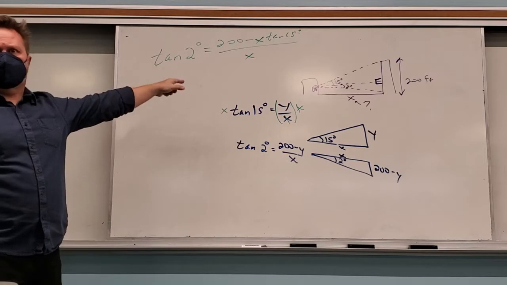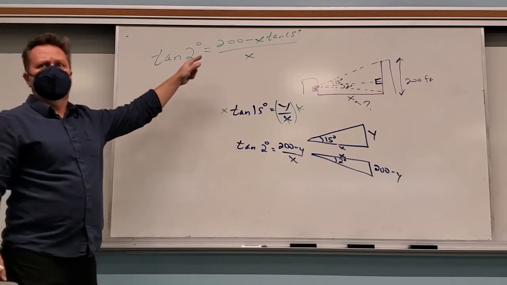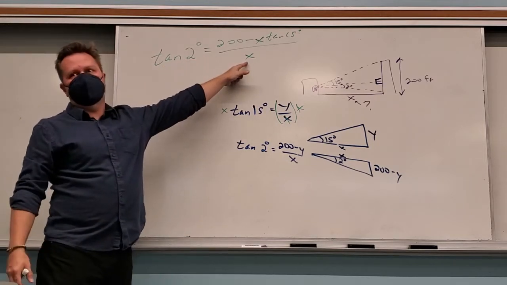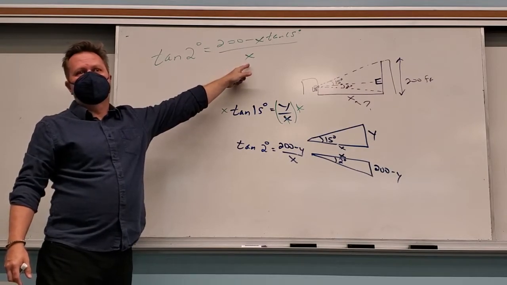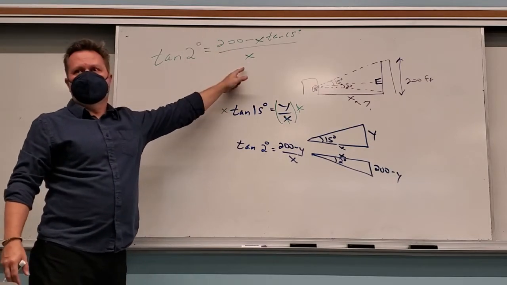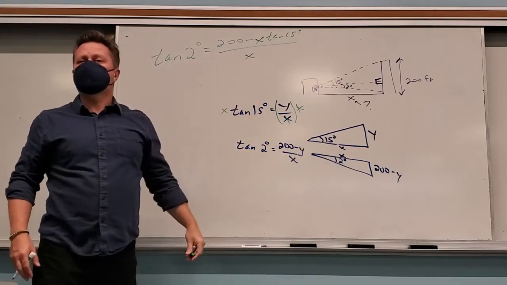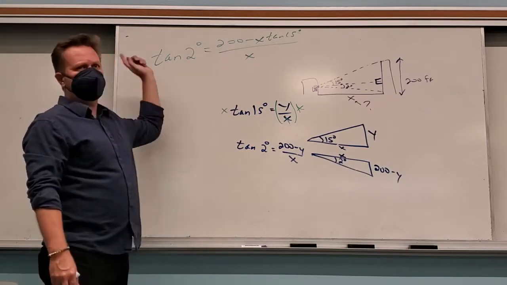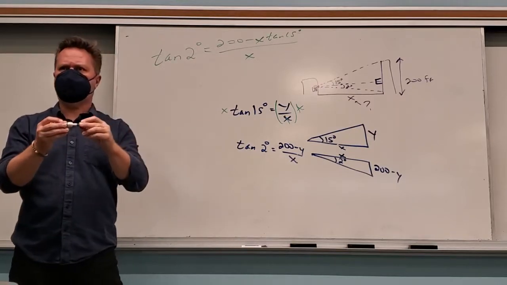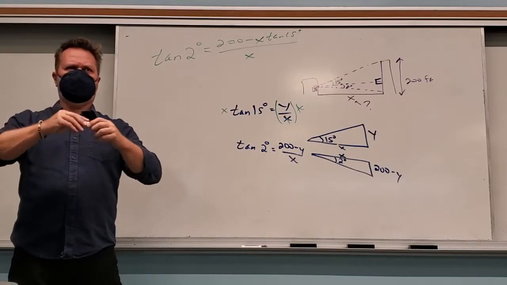Where is one of the variables I'm trying to solve for? On the bottom. So how do I remedy that? How do I get it up? Multiply, right? Multiply by x. Okay, I've done plenty, so I'll let you guys finish it up.